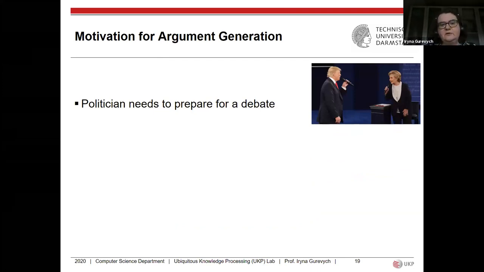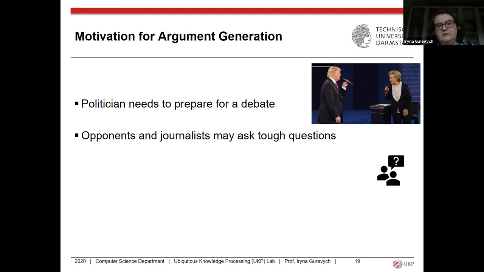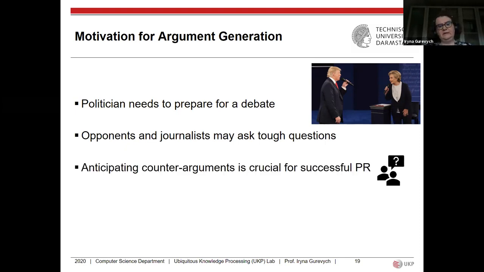So what is the motivation for argument generation? Imagine that a politician needs to prepare for a debate, but it can as well be a student who wants to write an essay, or a journalist researching arguments for a particular article. In such a situation, opponents and journalists may ask tough questions. The ability to anticipate counter arguments is crucial for successful PR.